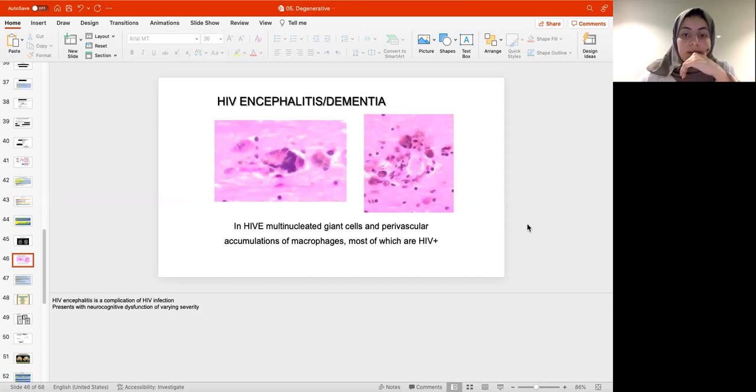Okay. Then this is just a random one slide about how HIV can cause encephalitis. So you need to keep it in mind. HIV encephalitis can lead to dementia. This is obviously in patients with HIV infection. If HIV spreads to their brain, it can cause inflammation, which can lead to dementia. And unlike the other types of dementia, this can be diagnosed from the symptoms, and he has HIV usually. And he would have multinucleated giant cells or perivascular accumulations of macrophages.